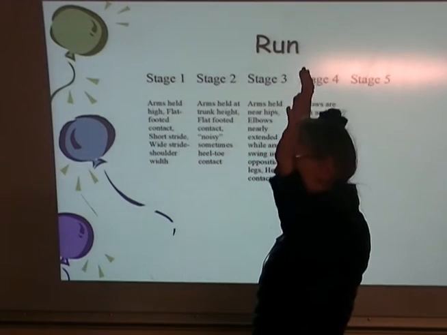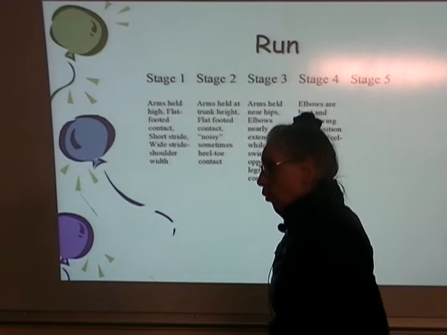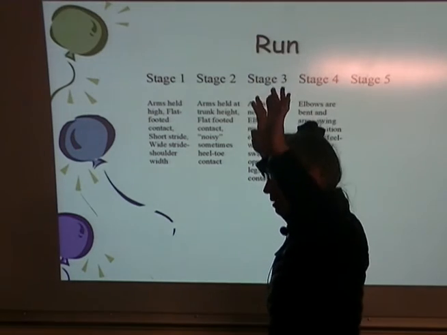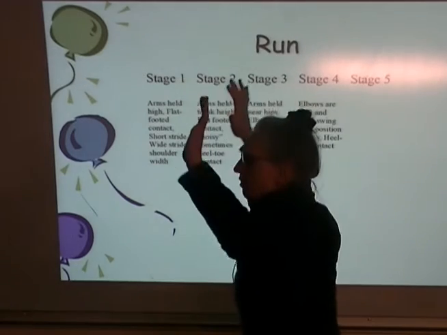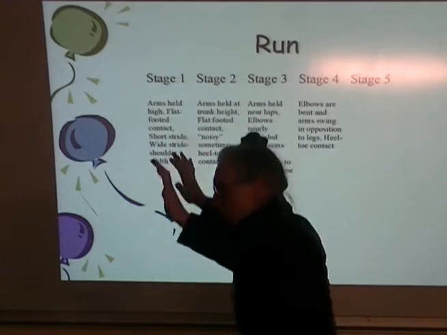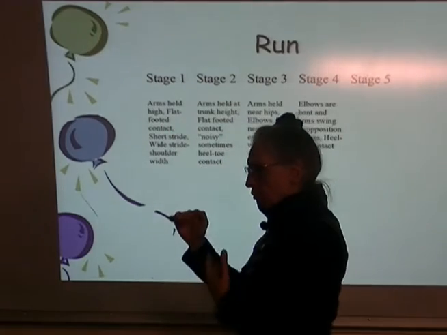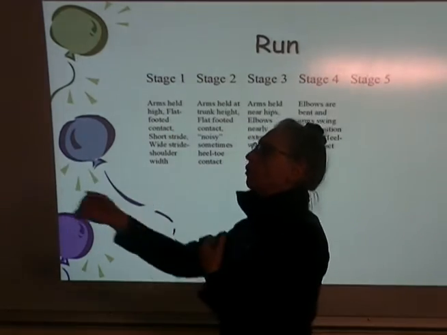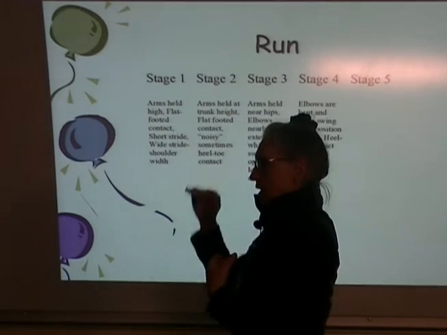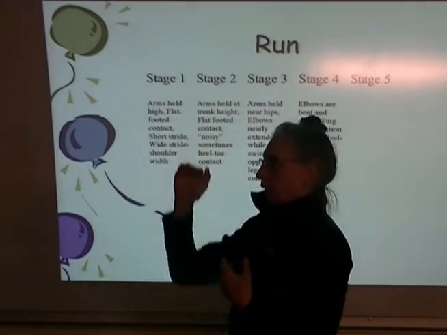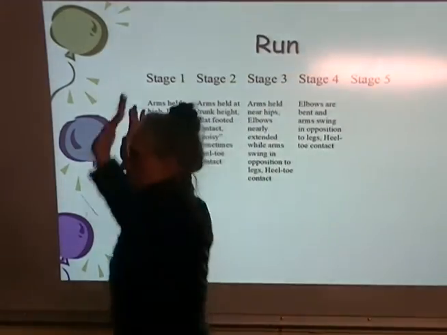So stage 1, arms are up high, and the legs are quite wide. The knees tend to be bent. The feet might be turned out, but it's very flat-footed, like they pick their leg up and they put it back down. So there's a lot of up and down movement, but not a lot of forward movement when you're looking at stage 1, right? It tends to be very choppy like this.